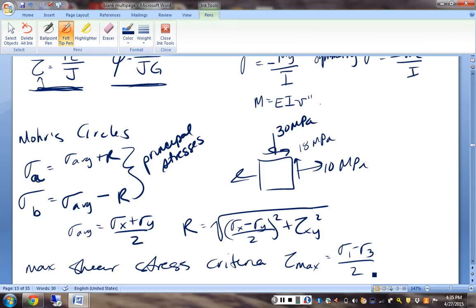I can guarantee that you will need to draw a shear moment diagram. That's an old one from the second exam, but it will come back. You will have to draw a shear moment diagram.